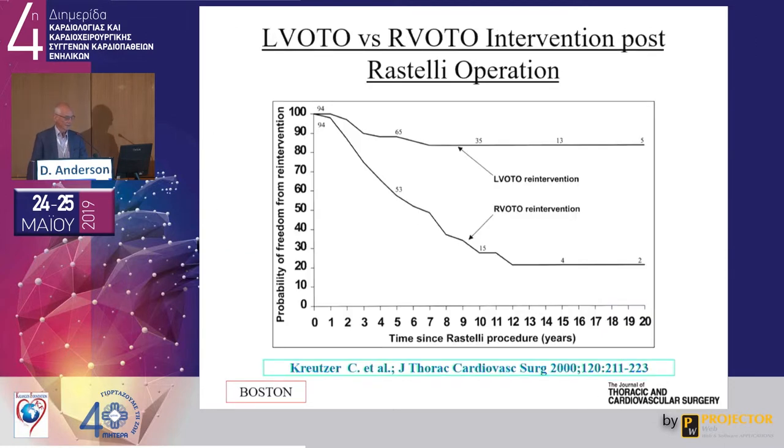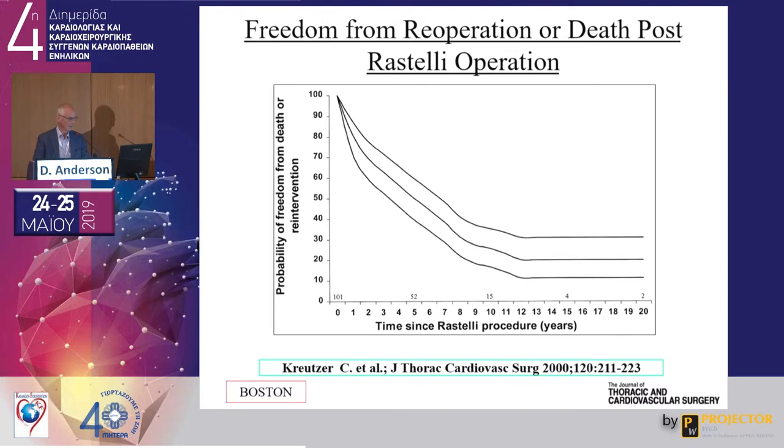But a major associated problem with the Rastelli operation is the frequency of reintervention. And here we can see that at 20 years, virtually all patients will have had to have some reintervention on the right ventricular outflow tract, and a not insignificant proportion will have had some reintervention on the left ventricular outflow tract. And so this adds up to quite a lot of further surgery within the 20 years following the operation. And when you calculate the two things together, death or freedom from reoperation, only about 10 to 20% of patients may be free of either, which is pretty low and, you know, somewhat depressing really for an operation.